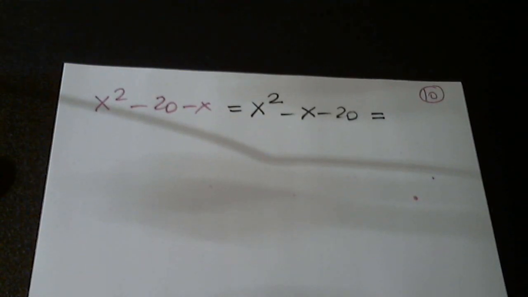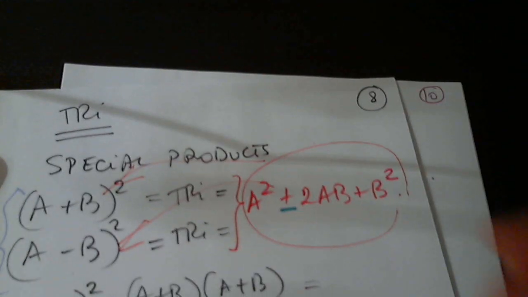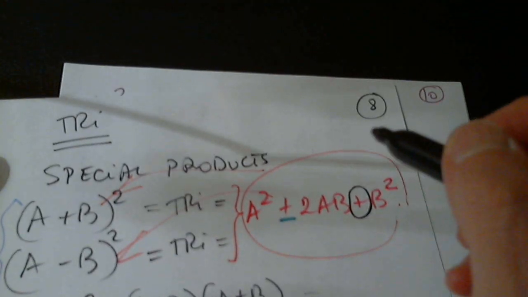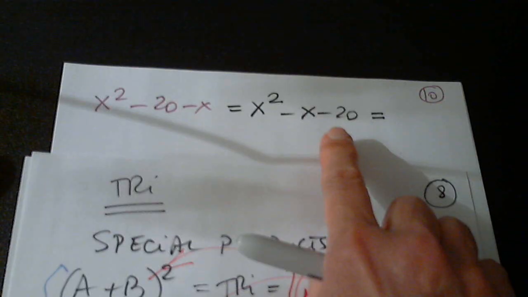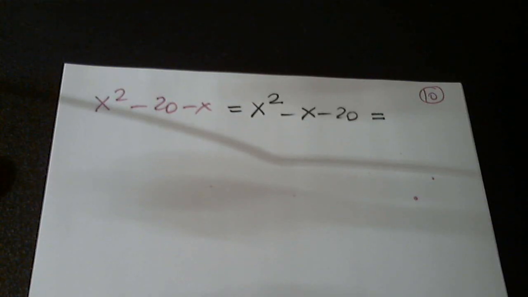Greatest common factor? There's none. Negative leading coefficient? No. Special product? Here's how I know it's not: because both special products have to have plus as the last term. Not possible. Good. So the answer is no.